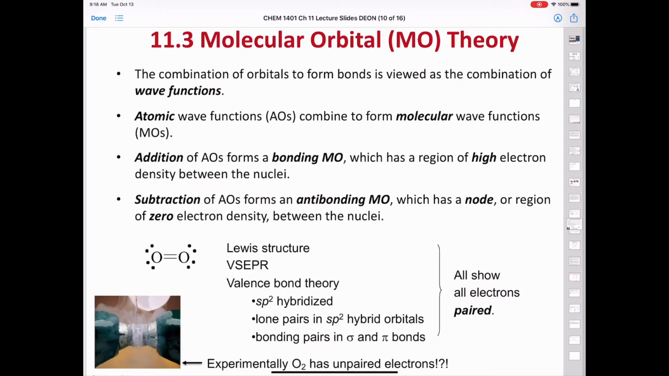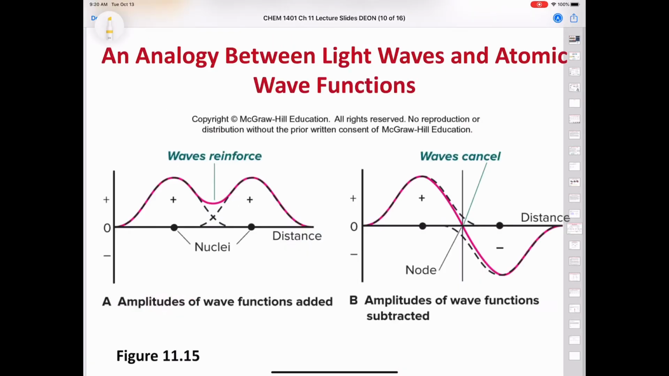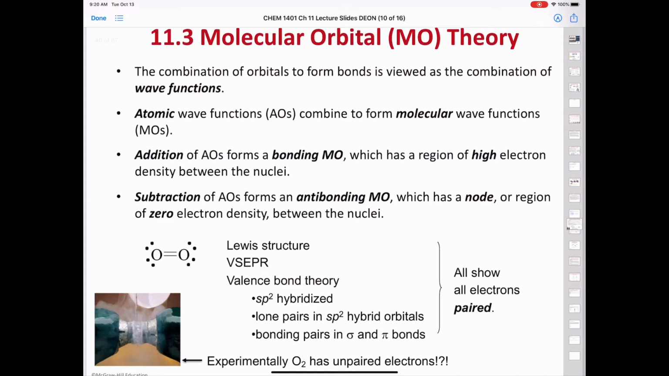This combination forms a bonding molecular orbital, or a bonding MO, which has a region of high electron density between the nuclei. Additive overlap is analogous to light waves reinforcing each other, which makes the amplitude higher and the light brighter. For electron waves, the overlap increases the probability that the electrons are between the nuclei. This figure shows waves being added together, and we can see that we have an increased probability that electrons are between the nuclei. We can also subtract the wave functions from one another.